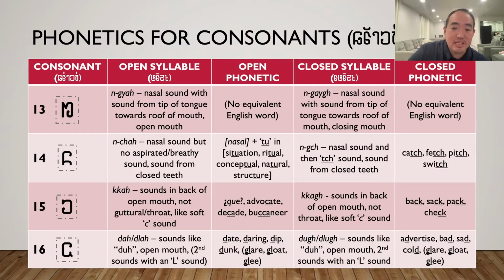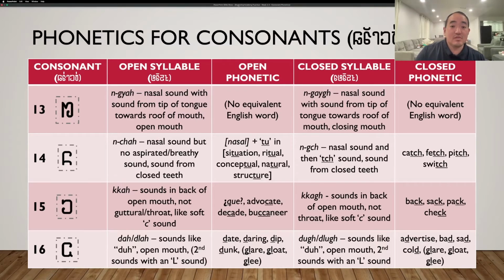Same thing, how it's pronounced is like the word duh, but with a GH at the end. Open mouth, and you also add an L for the Green Hmong dialect. So you hear this in words like ad, advertisement, bad, sad, cold. And then for the closed phonetic, it'll be GL, like glare, glerg, gleegl, right? So it's fairly difficult for the Green Hmong dialect, but for the White Hmong dialect, it'll be just as I told you with those examples right there. And that's how you pronounce the consonant da, dug, or gla, glug.